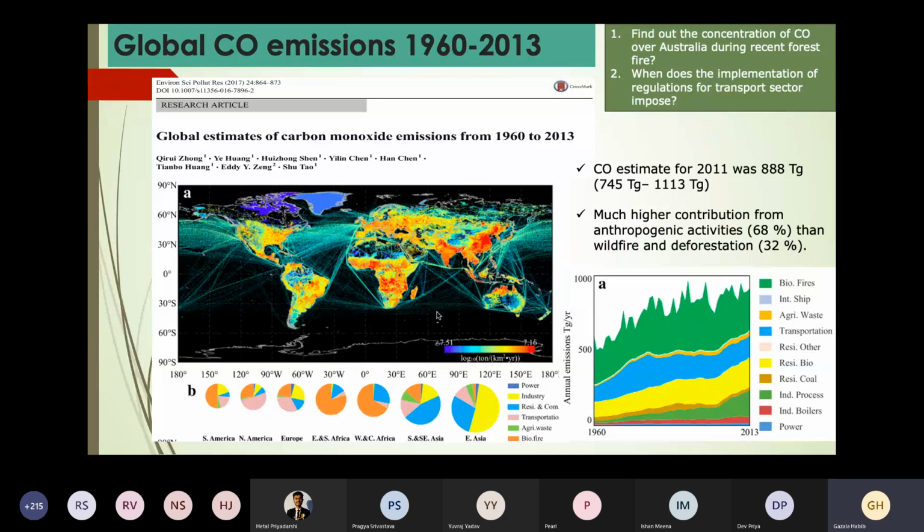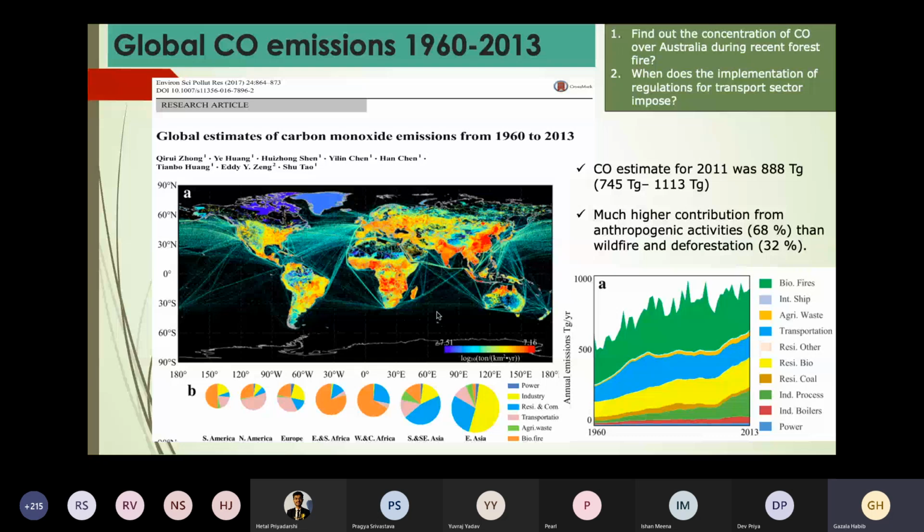Okay, so I will tell you why this is so. From the 1980s onward, regulation related to the transport sector was implemented in many countries, and aftertreatment devices, which can convert harmful gases to inert gases, for example NO2 to N2 and O2, CO to CO2, all kinds of aftertreatment devices were being used.